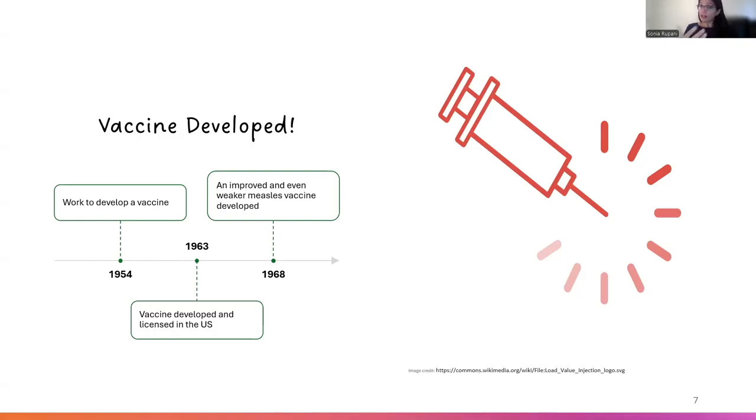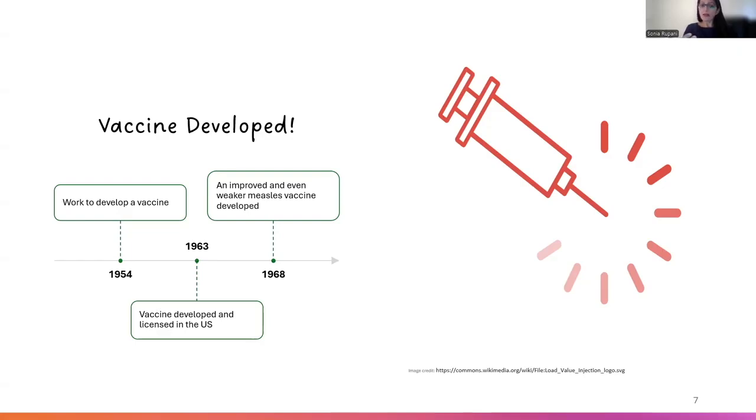Five years later, we had Dr. Maurice Hilleman, who is our American biomedical researcher. He and his group came up with a much more improved and even weaker measles vaccine, which was introduced in 1968. Dr. Hilleman contributed to many vaccines, I think around 40 vaccines, like the chickenpox vaccine, hepatitis B vaccine, the MCV meningococcal vaccine, and many more.